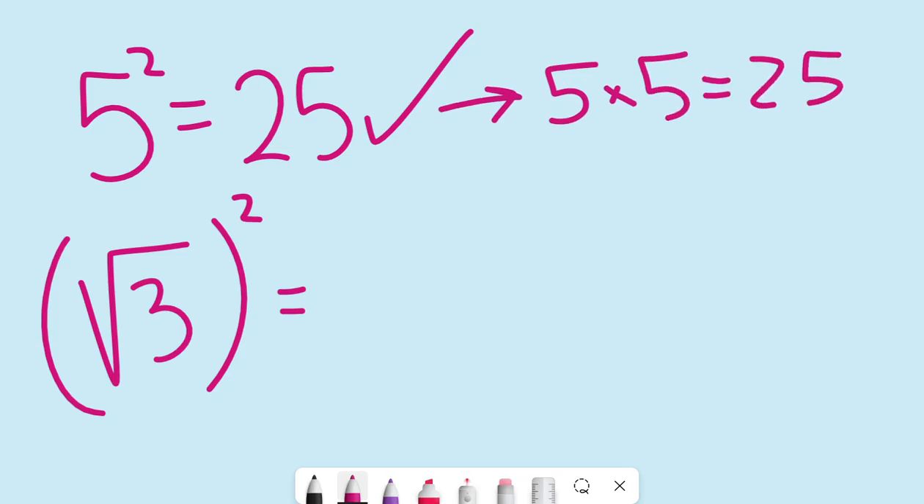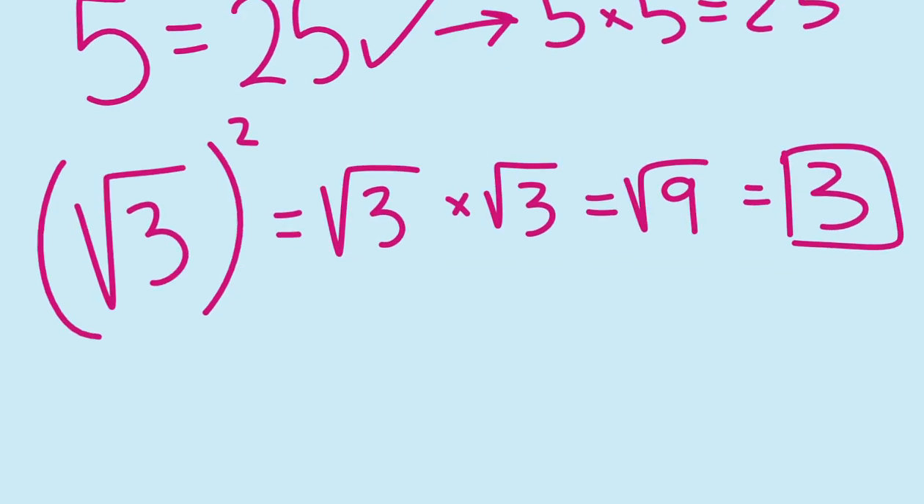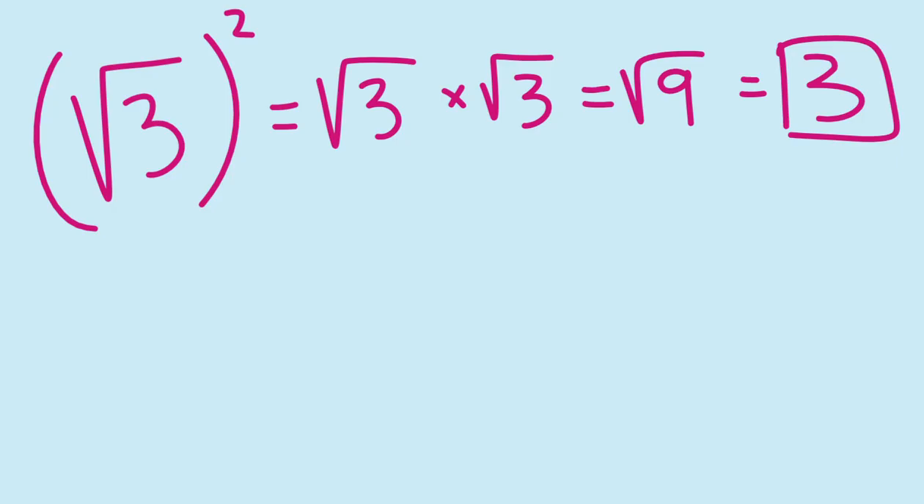Now square root of 3 to the power of 2 will be square root of 3 multiplied by square root of 3. That is equal to square root of 9, which is equal to 3, right? So square root of 3 to the power of 2 is equal to 3. Later on, you can say, square root and square power will cancel each other out, and we get only 3.